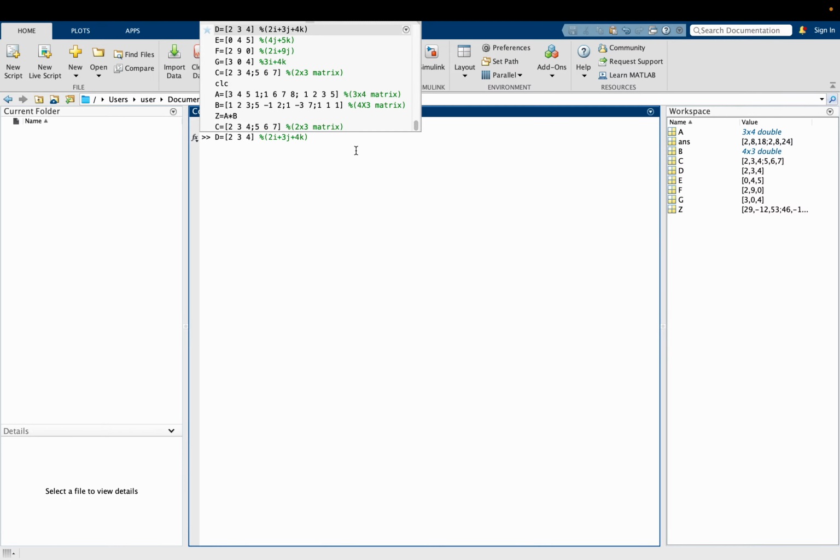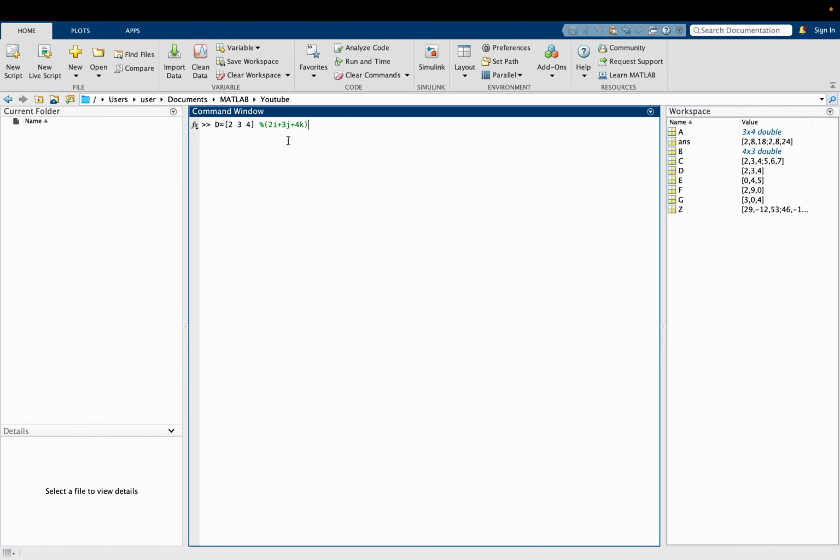So if I have a vector, say D, which is 2i plus 3j plus 4k, where i, j, and k are my unit vectors, all I need to do is to open a square bracket and put 2, 3, 4, which is for the i position, the j position, and the k position, and that will give me my vector.